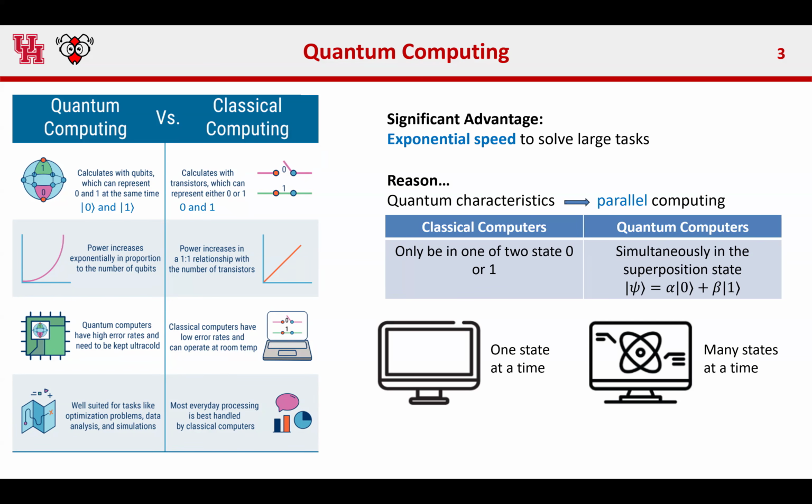The reason is that quantum computing has some quantum characteristics which give it the ability for parallel computing. Just to give an example, a classical computer can only be in one of two states, 0 or 1, which means it can represent only one state at a time. But a quantum computer can be in a superposition state, like phi equals alpha qubit 0 plus beta qubit 1. So it can represent many states at a time, and it will have higher speed.